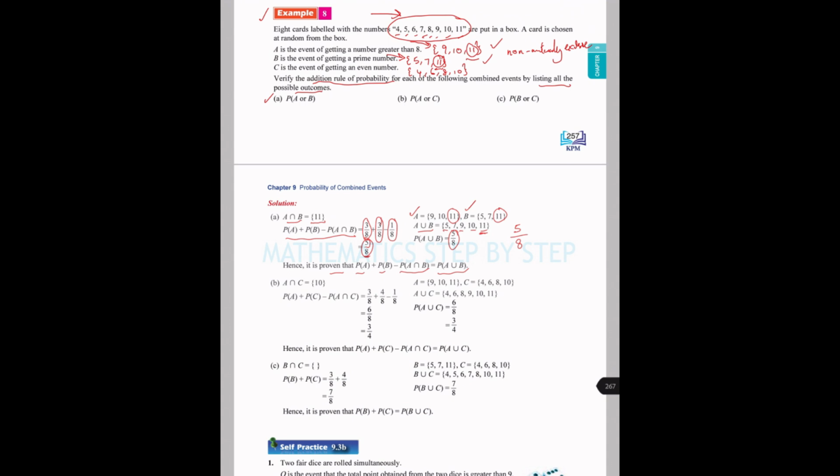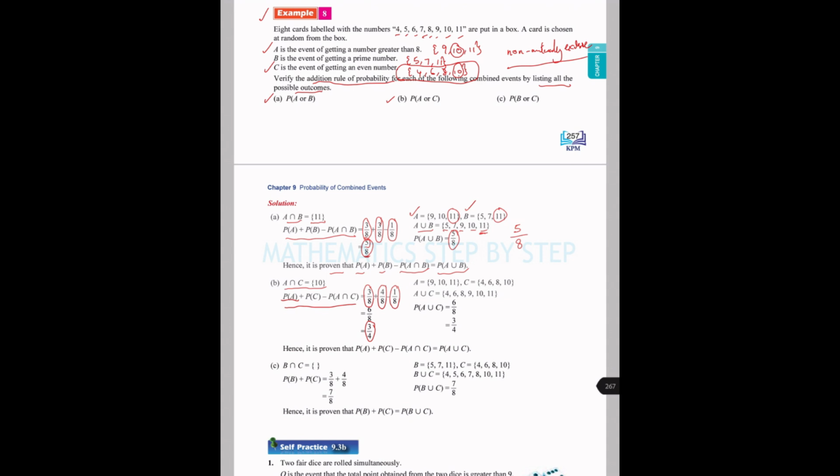So now let's proceed to B. Probability of getting A or C. So we can see that event A and event C are non-mutually exclusive, okay? Because again, there are common elements in these two sets. So non-mutually exclusive, and we'll apply this formula. There's only one common element in the intersection, so 1 out of 8. Then probability of getting A is 3 out of 8. Probability of getting C, you can see here there are 4 elements in this set, so 4 out of 8, and we get the answer 3 over 4.